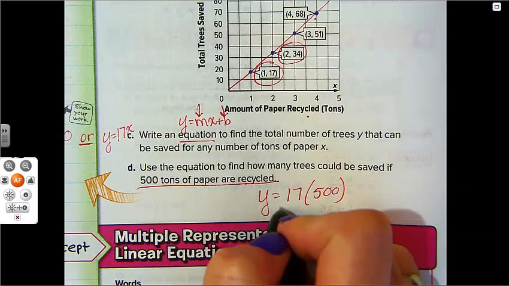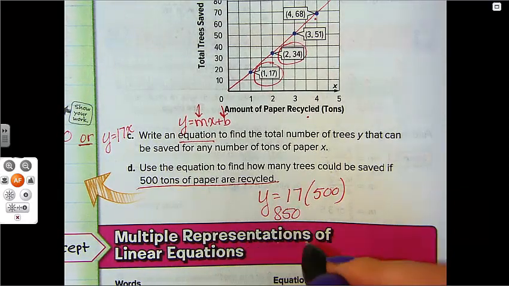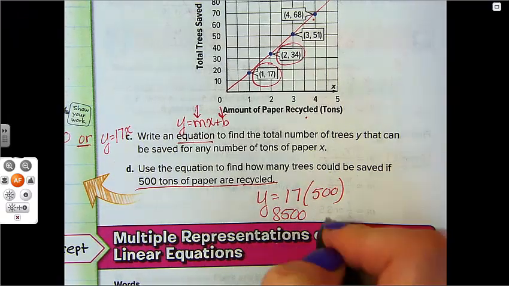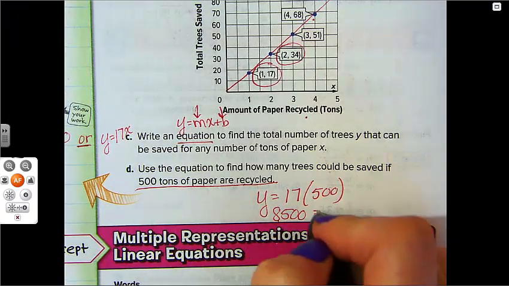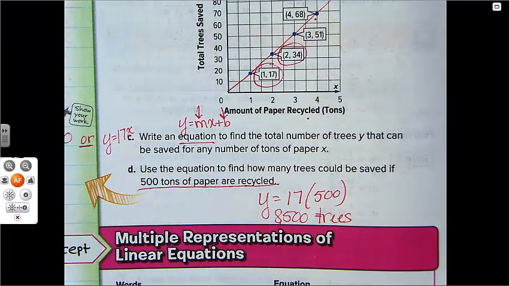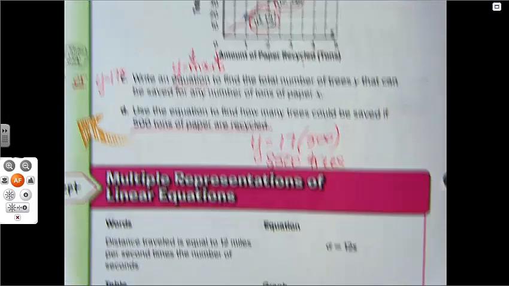And if 500 tons of trees were recycled, I would take 17 times 500. Did I say 500 tons of trees? I meant 500 tons of paper were recycled, which would mean that 8,500 trees would be saved. That's quite a few. Okay? All right.